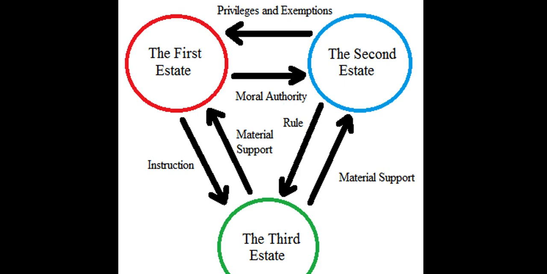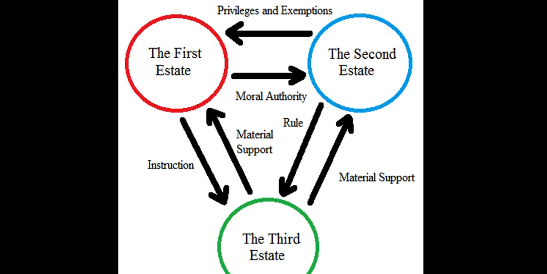The first estate provided instruction to the third estate. They also provided moral authority to the second estate, whereas the second estate provided privileges and exemptions to the first estate. You will see that the first and second estate are always best buddies throughout history. And then the second estate provides rule and protection and leadership to the third estate. Whereas the third estate, they provide material support, right? They do all the farming, they do all the work to support the people in the first and the second estate.